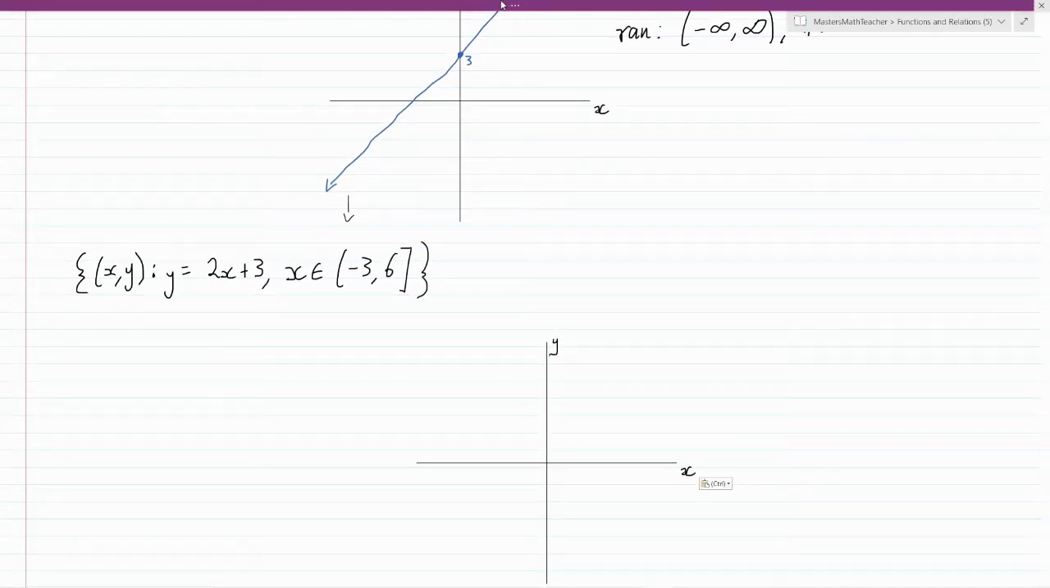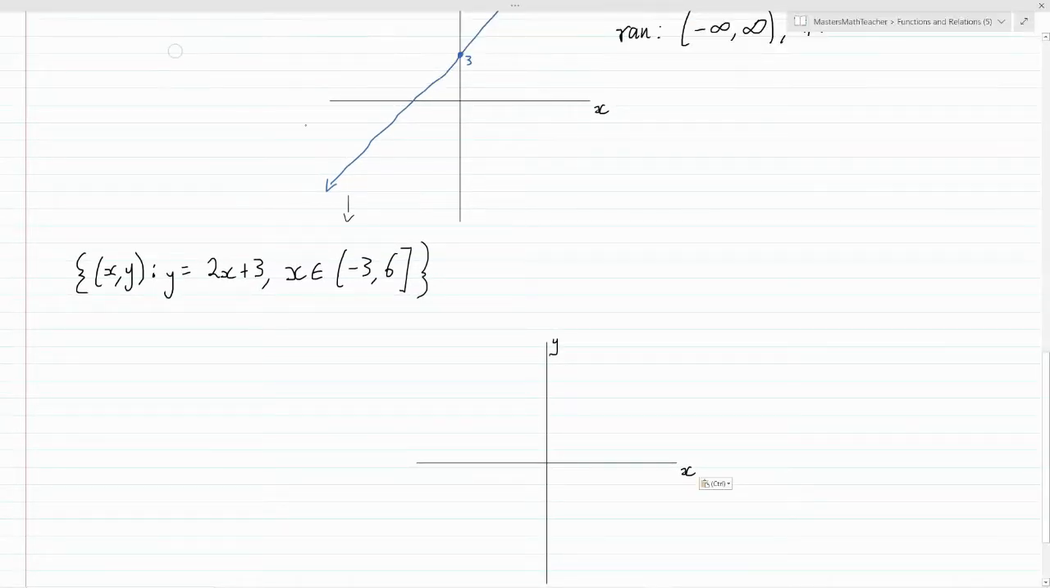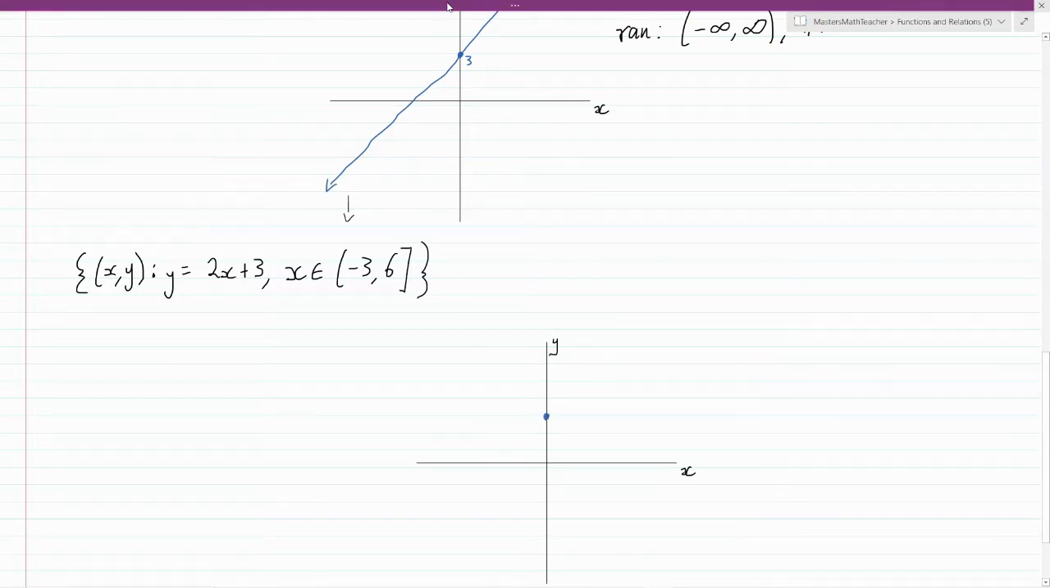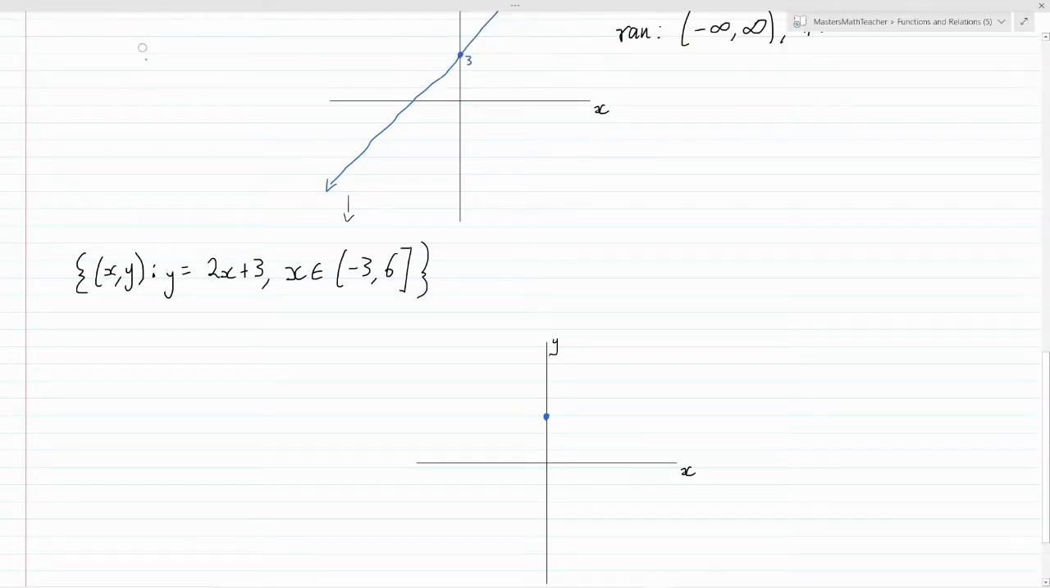We still know that it's going to hit 3. That's the y-intercept, 3. But now we have these restrictions. So at x equals 6, I'm going to put up an imaginary wall, because I can't go past that. That's what this is saying. An imaginary wall at x equals 6. We also have another imaginary wall at x equals -3. So again, I'm going to draw this wall.